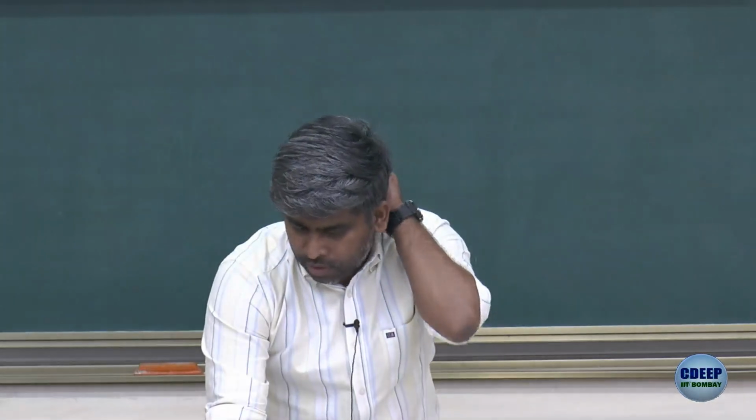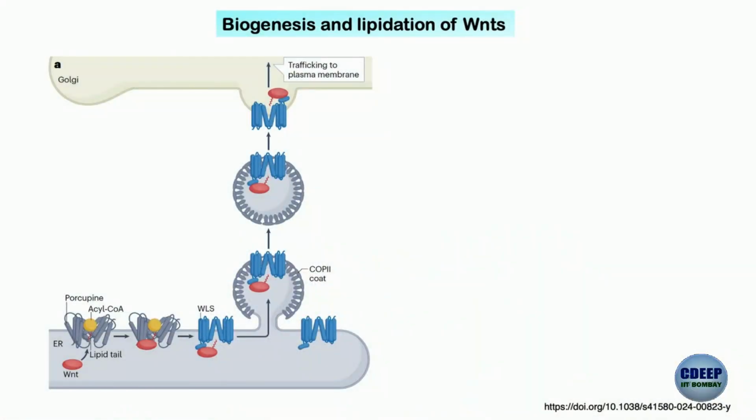Most of these figures I have taken from one review which was published in 2022 in Nature Reviews Molecular Cell Biology. I have given the link over here at the bottom. You guys can go back and check it. I think it's one of the latest reviews, and I felt they have given very detailed information. So you can refer to it as well. This is the general scheme of how this Wnt is going to get synthesized and secreted out.